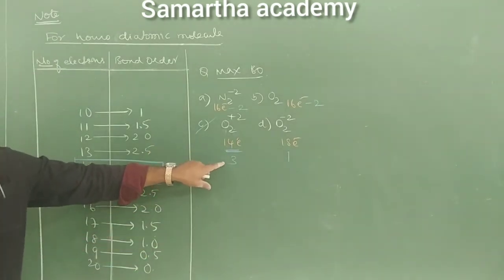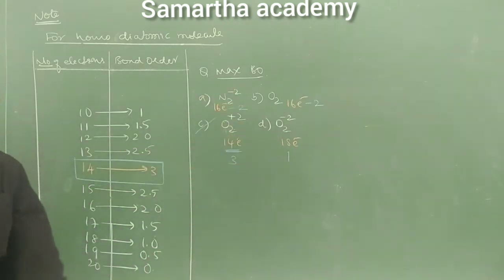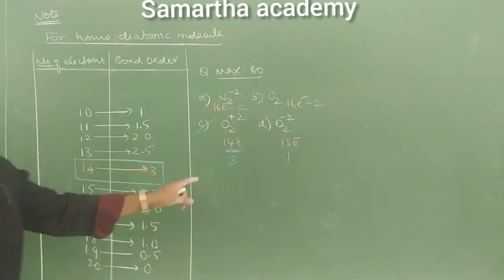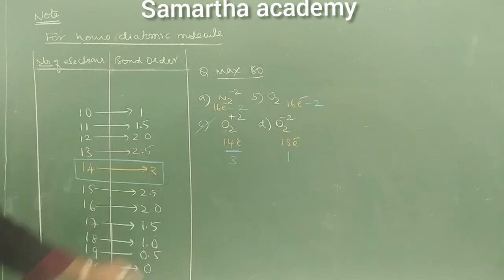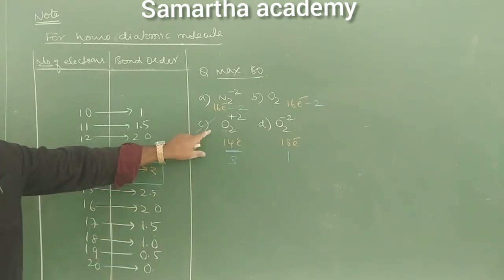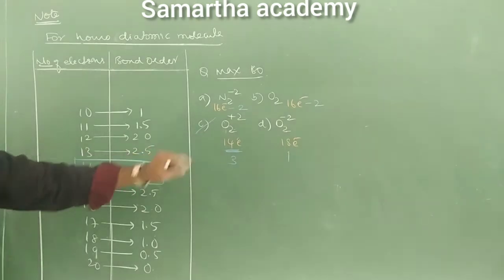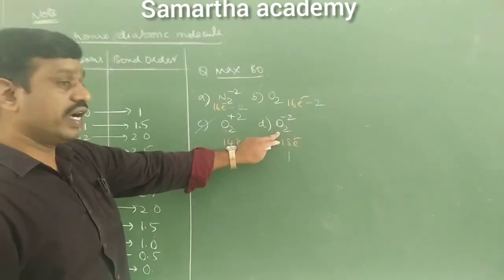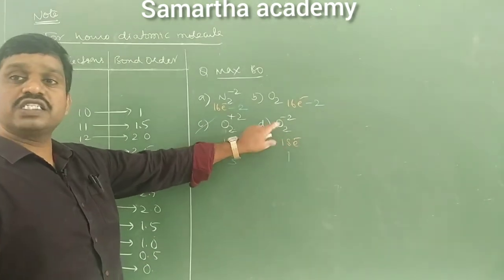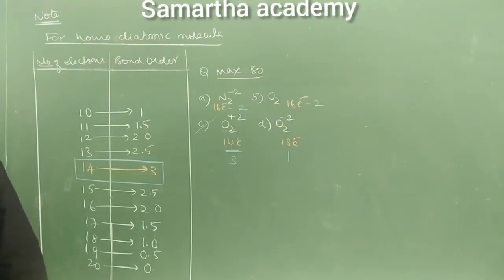Now the question is this: which of the following molecules has minimum bond length? Means maximum bond order. Same molecule. O2 plus 2 has maximum bond order, minimum bond length. Next, here O2 minus 2 has minimum bond order, maximum bond length.